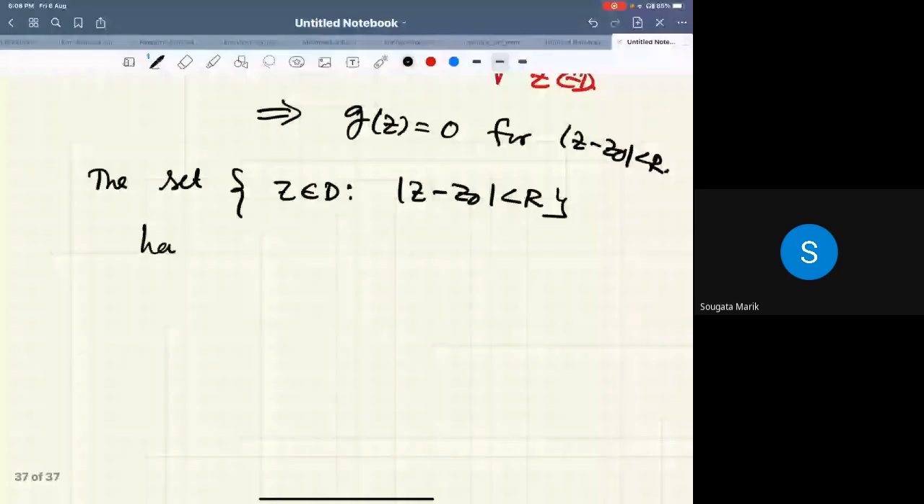Okay, so what we proved is that the set of z belonging to D such that mod z minus z naught less than R has a limit point.